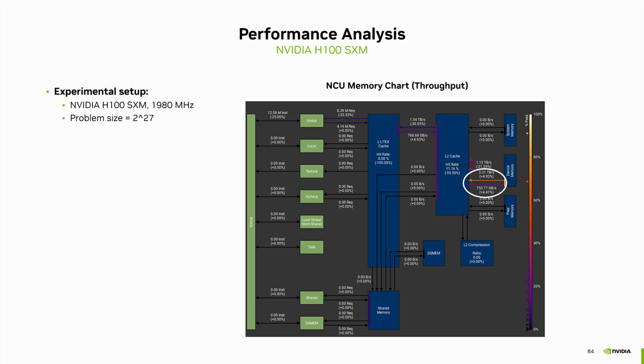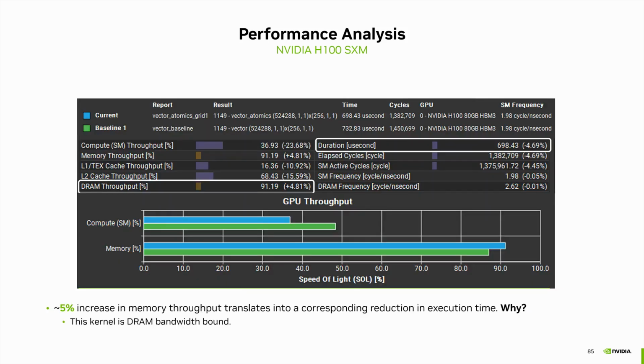Because we reduced the latency of the operation, that allowed us to get more instructions in flight, which translates into more bytes in flight. And more bytes in flight means I can better saturate my memory bandwidth. So in this particular case, we increase memory bandwidth by around 4.8%, and this directly translates into an improvement in execution time, okay? And this is the case because this kernel is a memory bandwidth bound kernel.